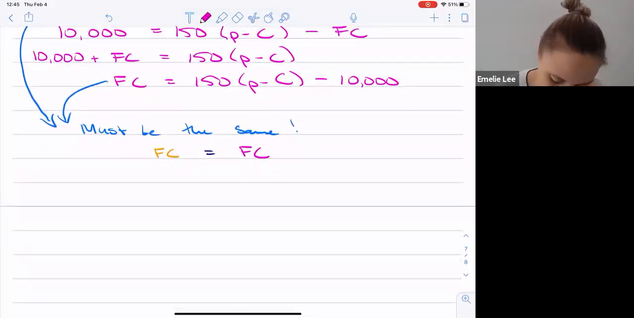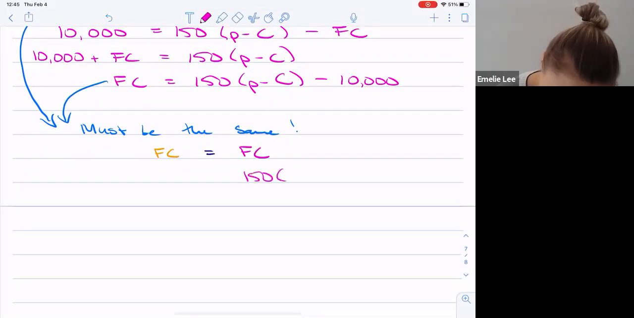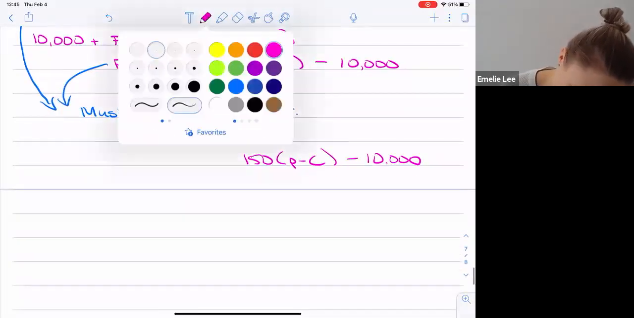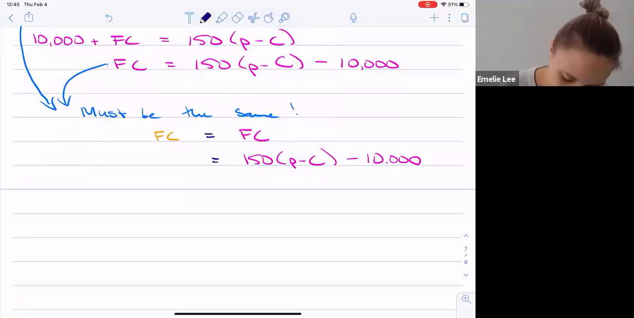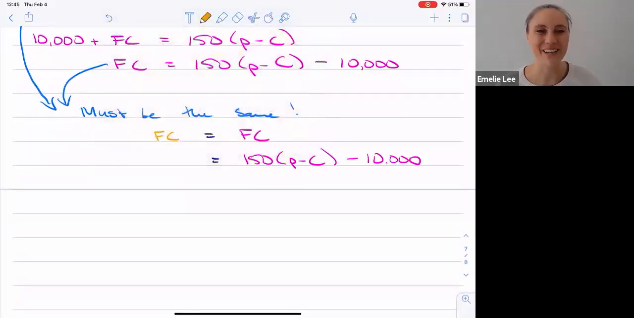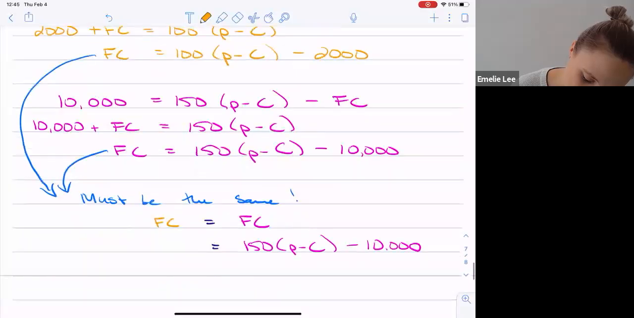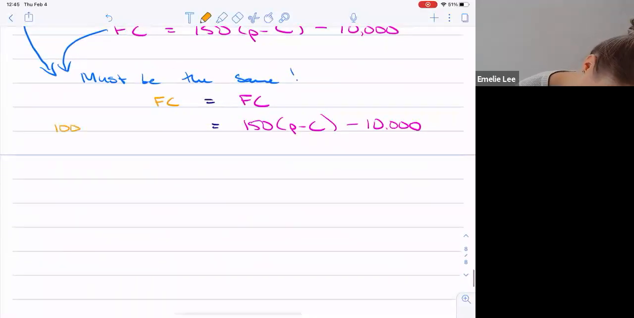And so because I'm on the pink pen, I'm going to go 150 times P minus C minus 10,000. Because I couldn't decide which color the equal sign belonged to, so I'll use dark blue again. And then the fixed cost for the orange was 100 times P minus C, minus 2,000.